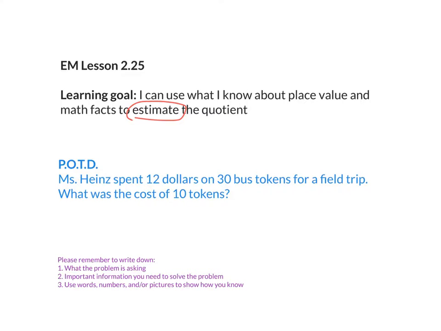And if we're estimating, we're finding something close to the quotient. What's a quotient? Geffen, give it a try. Not the equals, but the answer? Yeah. To what kind of problem? To divide. Good. The quotient is the answer to a division problem. So today we're going to use what we know about place value and math facts to help us figure out an answer that's pretty close to the real answer. Very good.